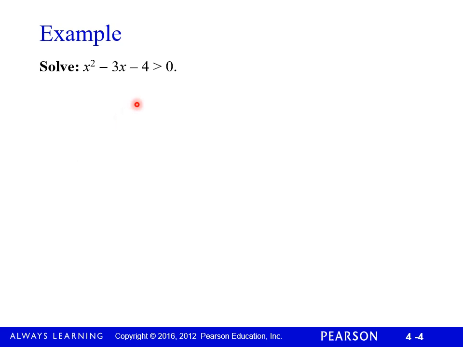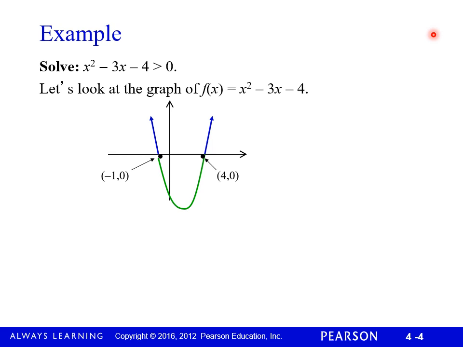So let's look at an example to understand this better: x squared minus 3x minus 4 is greater than 0. Let's look at the graph of x squared minus 3x minus 4, and this might give us some insights into what we're trying to figure out. Here we have the graph. We know that it's a quadratic. We have a parabola that's facing up because our a is positive. We can see that we have zeros at -1 and 4 because the graph crosses the x-axis at (-1, 0) and at (4, 0).